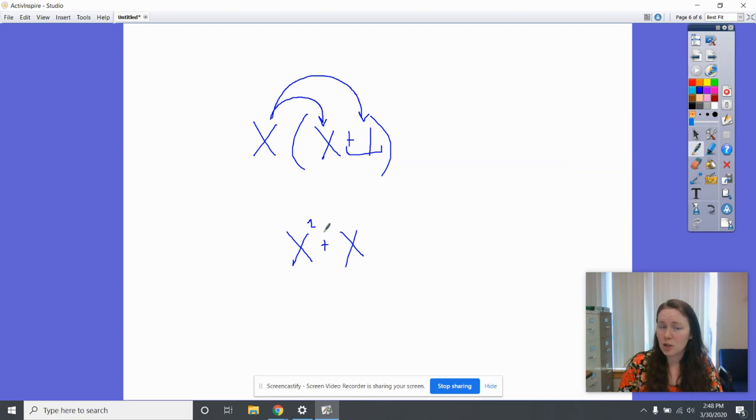Now, these are not like terms because that's a squared and that's not a squared. So you cannot add them together. This would be your final answer. So that is your introduction to distribution, or distributing.